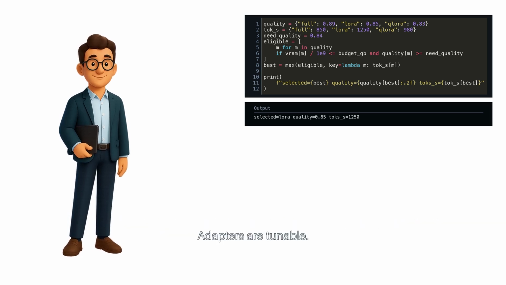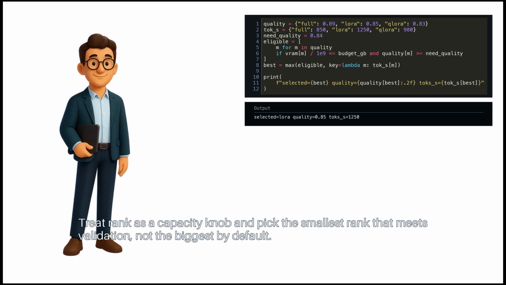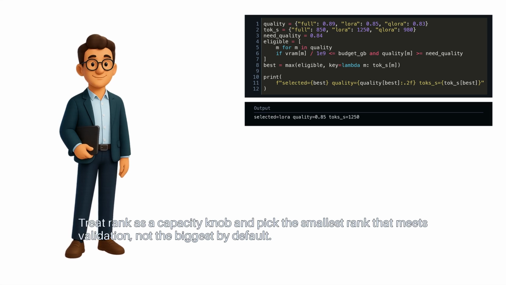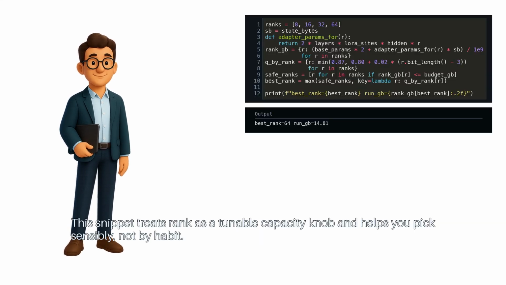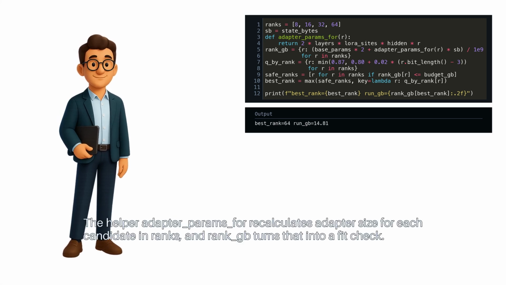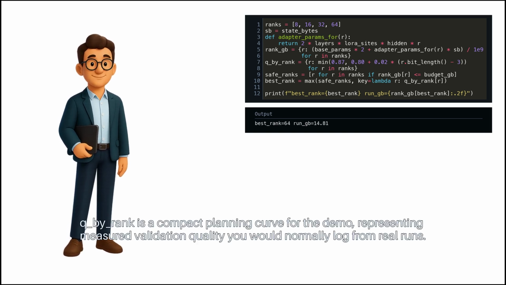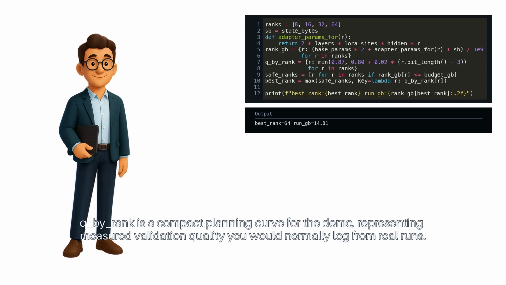Adapters are tunable. Treat rank as a capacity knob and pick the smallest rank that meets validation, not the biggest by default. This snippet treats rank as a tunable capacity knob and helps you pick sensibly, not by habit. The helper adapter params recalculates adapter size for each candidate in ranks, and rank GB turns that into a fit check. Q by rank is a compact planning curve for the demo, representing measured validation quality you would normally log from real runs.